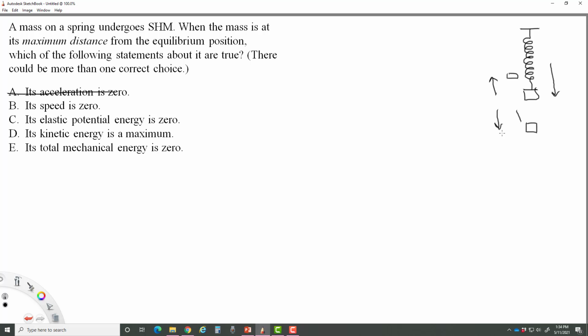Otherwise, if there were no acceleration, then it would just stop, or it would not move at all after some time. Okay, so that's not true.